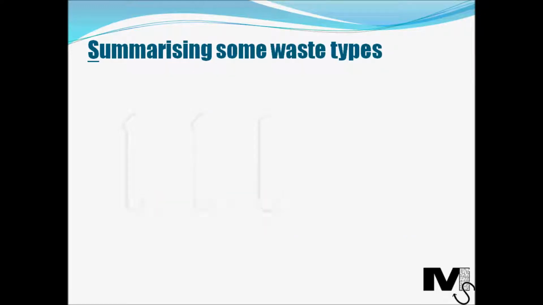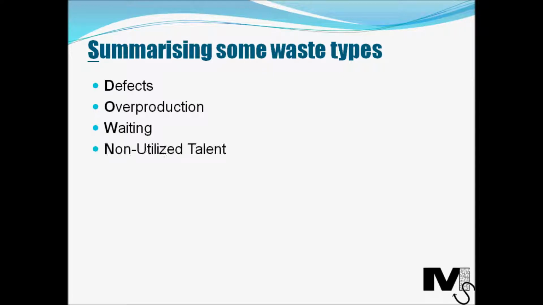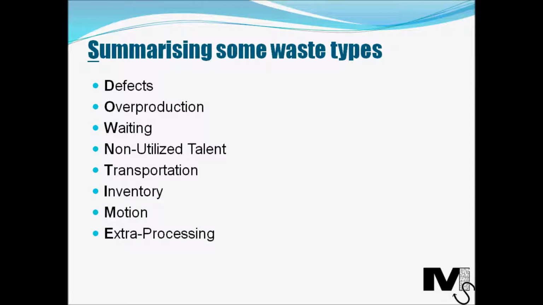But to begin with, let's look at some types of waste. What do you actually want to reduce as an organization? There are various categories of waste. We look at some of them, like defects, overproduction, waiting, non-utilized talent, transportation, inventory, motion, or extra processing.